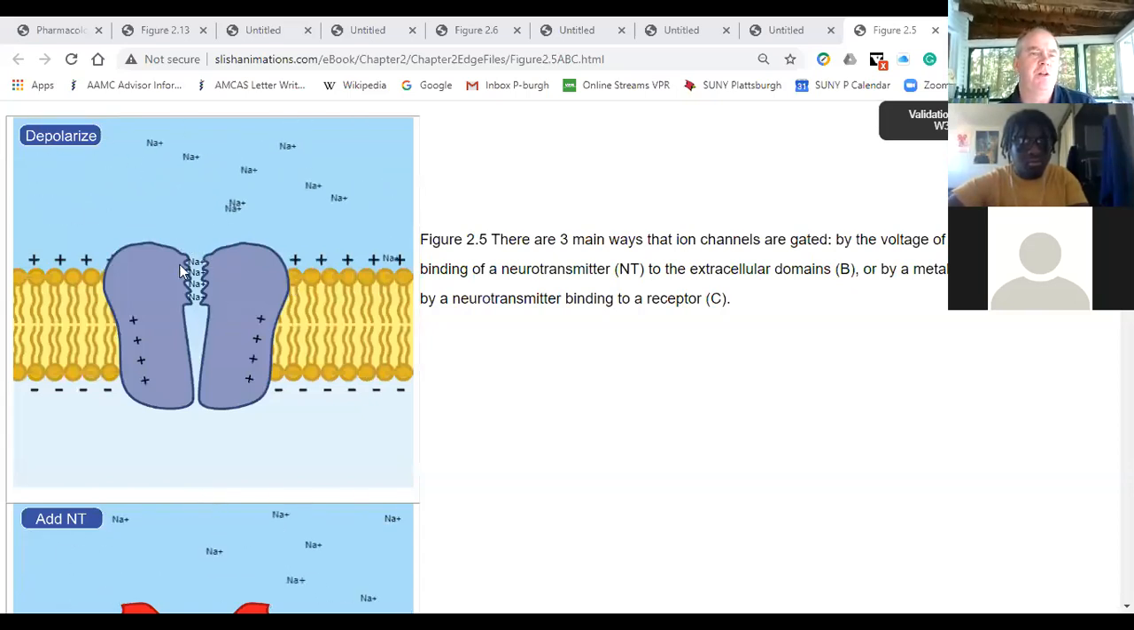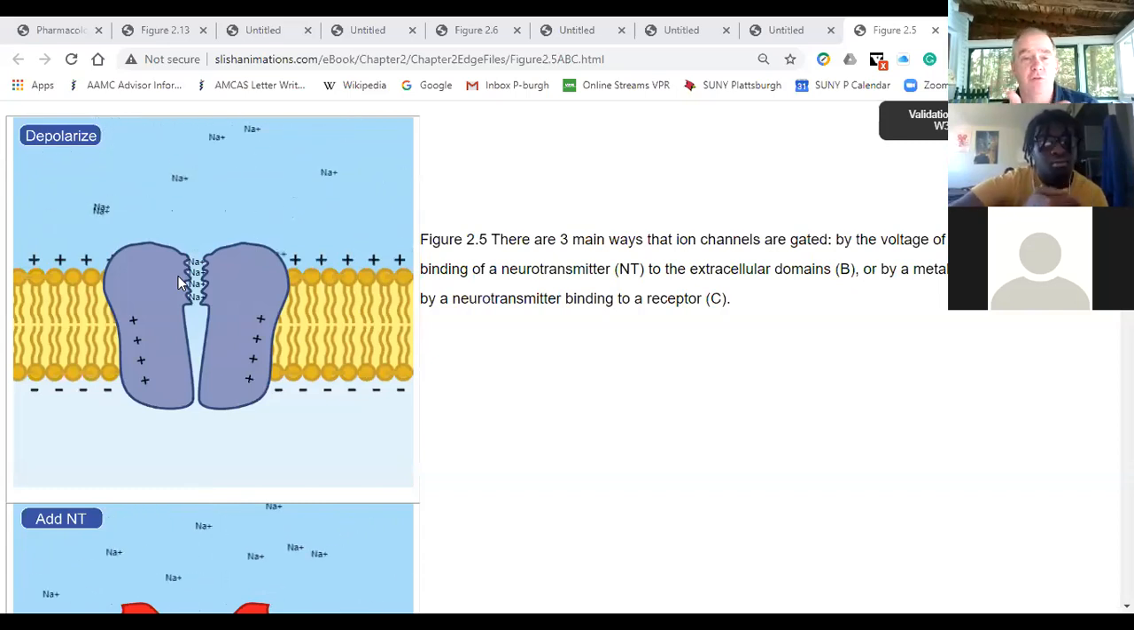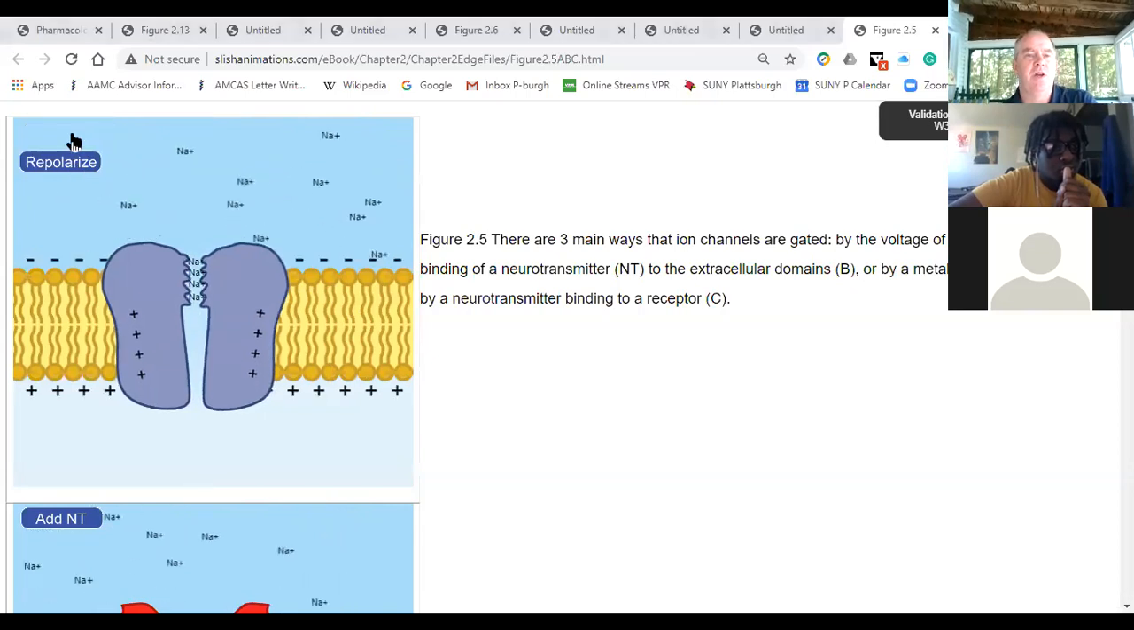So here's your voltage-dependent channel. And if you've got the online book, you have access to these animations as well. So here's sodium. Sodium can't get in. When the membrane depolarizes, watch these charges will flip. Boom, negative outside. And then your channel opens, and now sodium goes through.